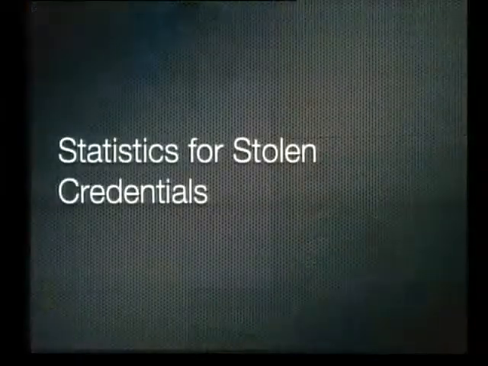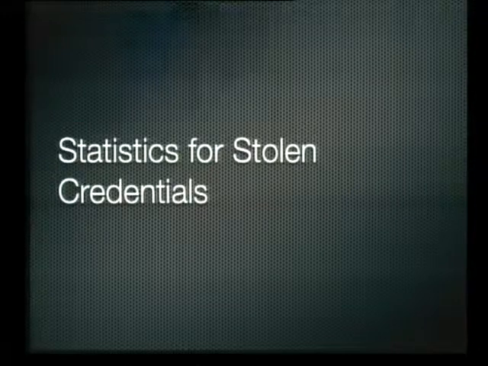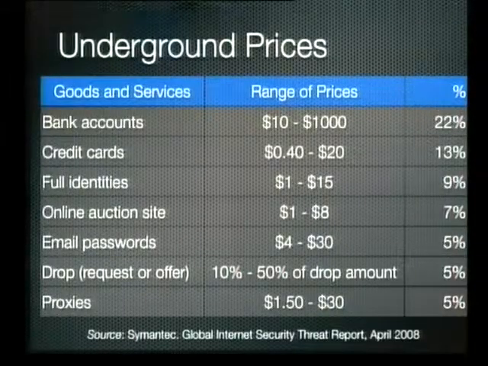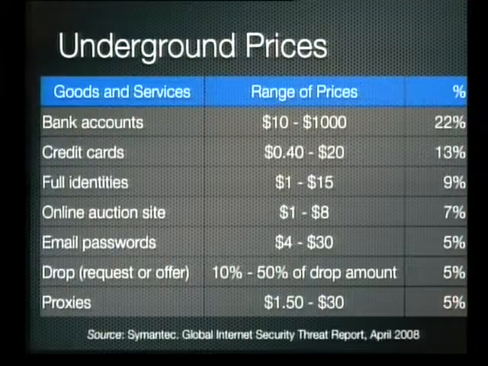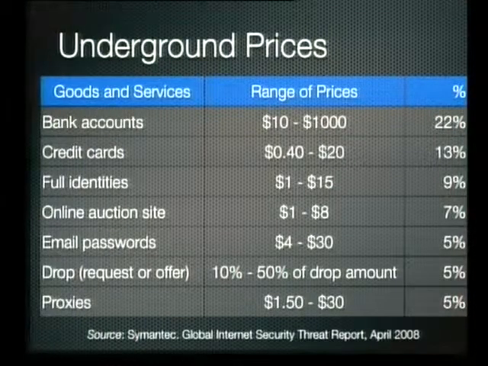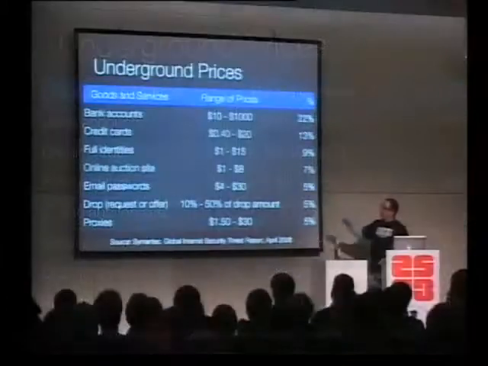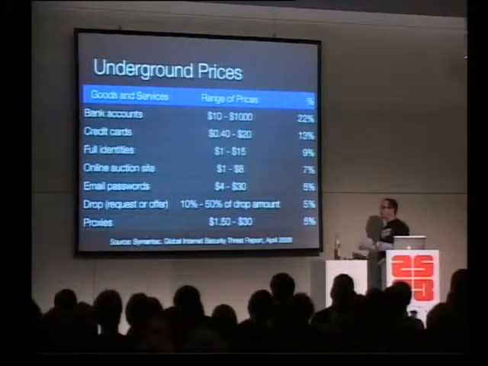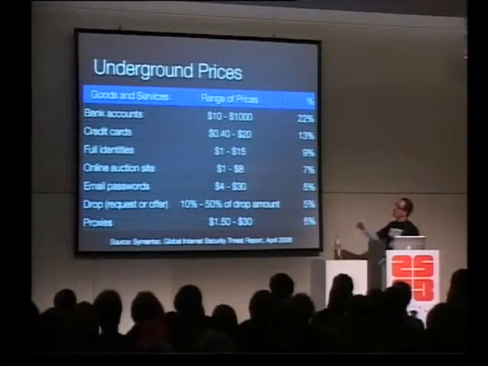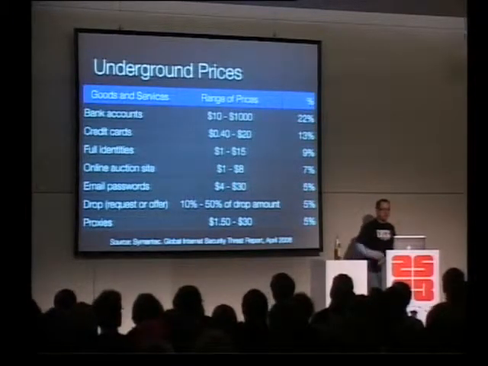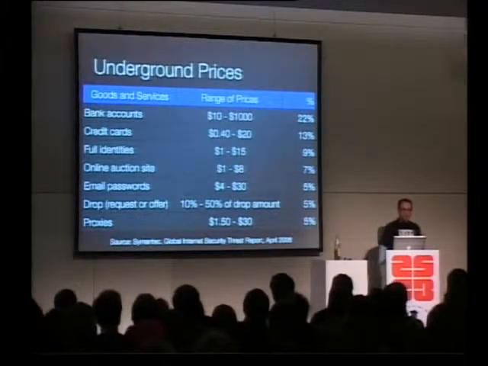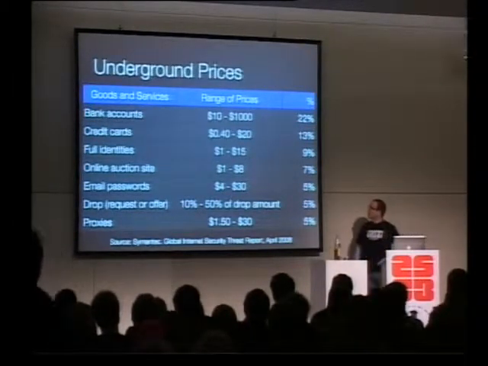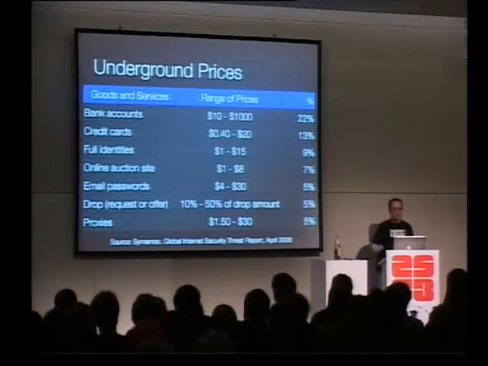Some statistics for the stolen credentials. First, we start with the underground prices, which are taken from a study by Symantec. Other antivirus vendors also periodically, typically every 6 months or every year, do a very similar study where they publish what a certain credential costs on the underground market. For example, a bank account typically costs between $10 and $1,000. Credit cards are rather cheap, between 40 cents and $20. Identities are a bit higher priced. Online auction site passwords, and then you see the prices.